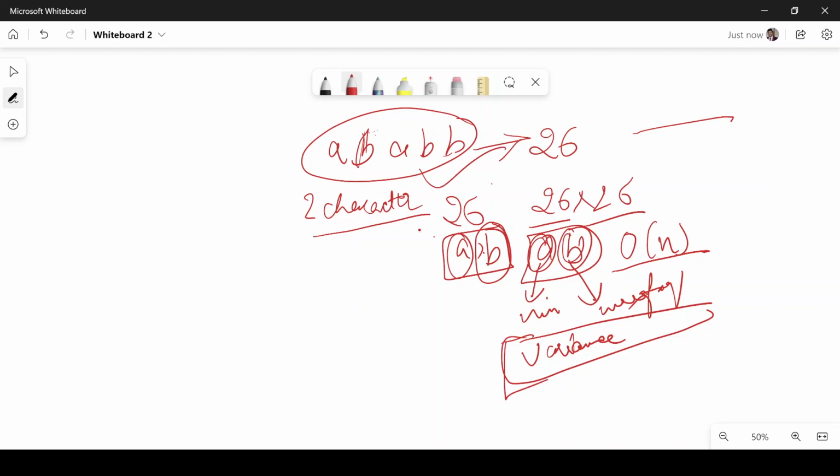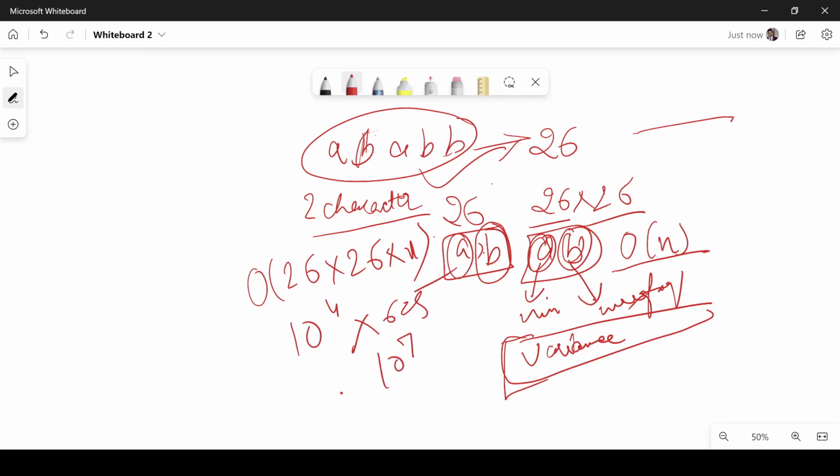Overall time complexity will be O of 26 comma 26 into n, right? And n is 10 raised to the 4. This will come out to be 625 sort of thing, so it is roughly 10 raised to the power 7. O of 10 raised to the power 7 will very easily pass, within our time limit.